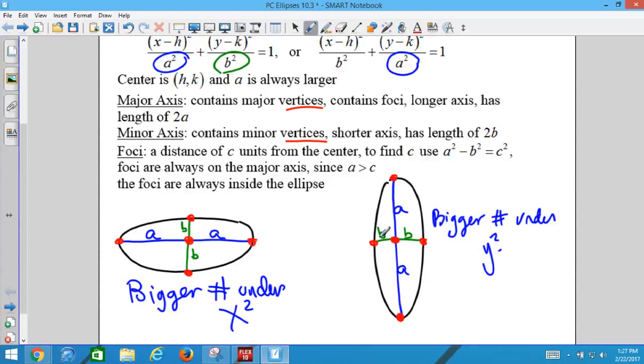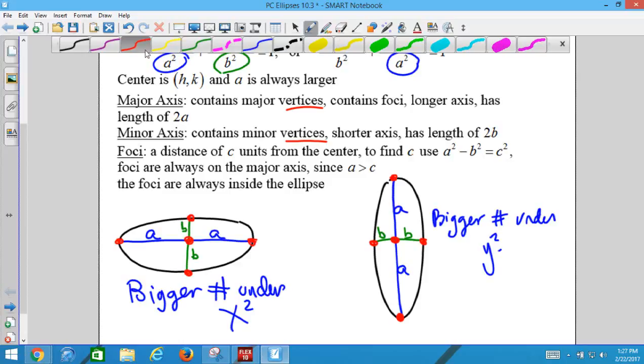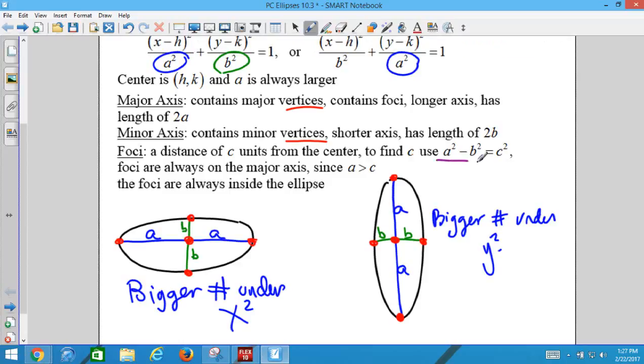So that's how you're going to find all that information. You're going to plot it. You're going to graph an ellipse. Then you also have to find the foci, and to do that, there is an equation. The equation is given right here. You do a squared minus b squared equals c squared.